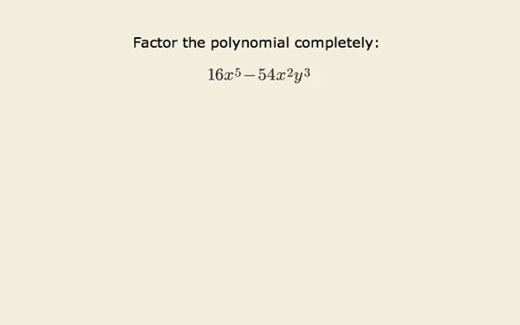Factor the polynomial 16x to the fifth minus 54x squared y cubed completely. The first thing I notice when I look at this polynomial and I'm thinking about trying to factor it is that it only has two terms. It's a binomial. So I don't have to consider any of my factoring trinomial type procedures.